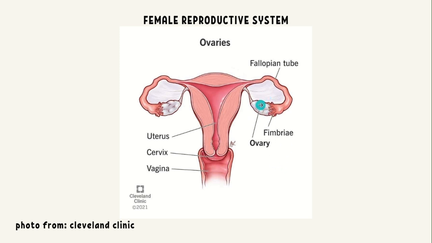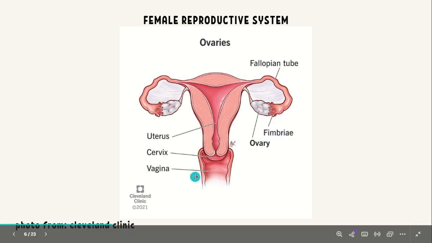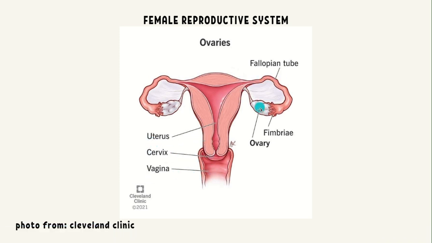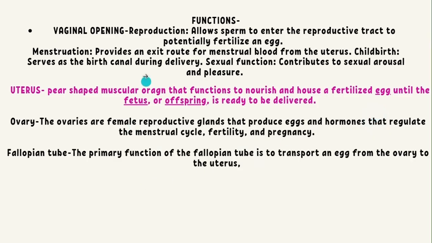But basically, this is the ovary, this is the fallopian tube, and this is the fimbriae. You don't really have to necessarily know this one right here, but everything else, the vaginal opening, the cervix, the uterus, the fallopian tube, and the ovary, I would suggest to draw this, or at least have a mental representation in your mind of how it exactly looks. So anyways, let's go over the functions then.